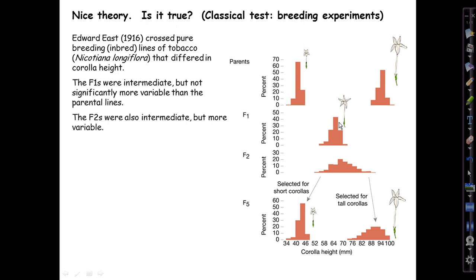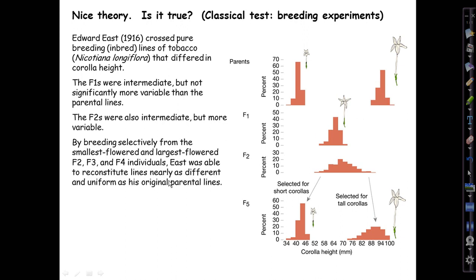The F1s are heterozygous at every locus where the tall and the short are fixed for a different allele, so we expect their variation to be purely environmental, and it is pretty similar in magnitude to that of the parents in this experiment. What he then did was breed selectively from the smallest flowered and the tallest flowered ends of the F2, F3, F4 generations to finally produce an F5.